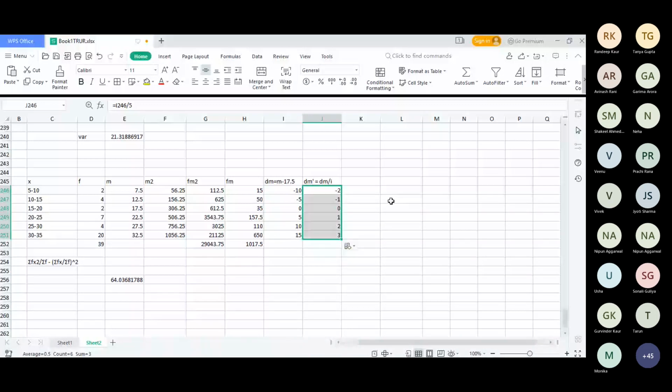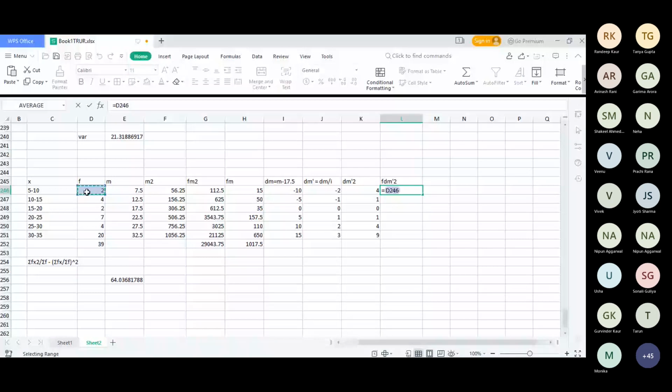Now you have to calculate dm dash square, the same process as we did before. So dm dash square is the square of these values, raised to the power 2. So that becomes your dm dash square. Now you have to calculate f dm dash square. So this is your dm dash square value, you have to multiply with f. So f is this, multiplied by dm dash square, so that becomes your f dm dash square values.